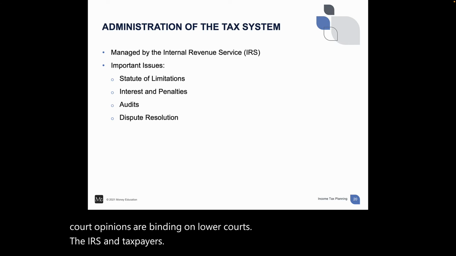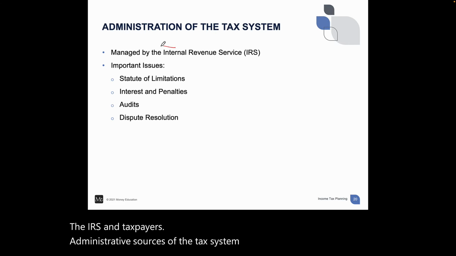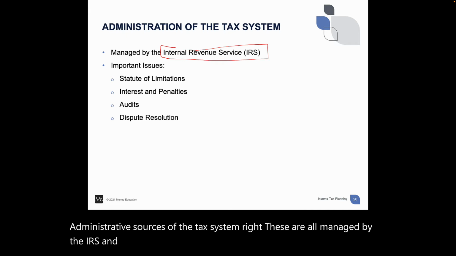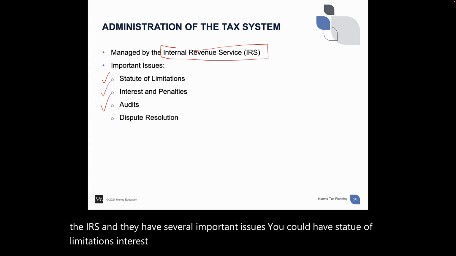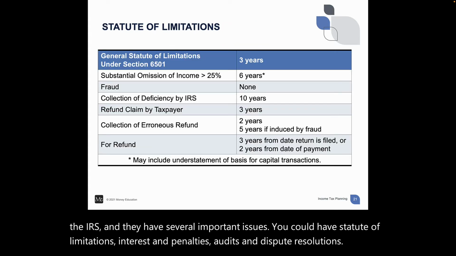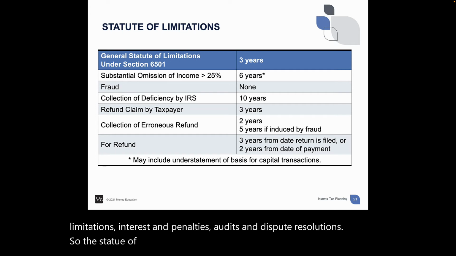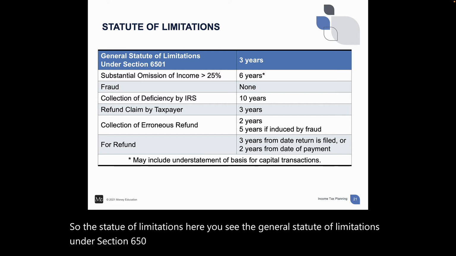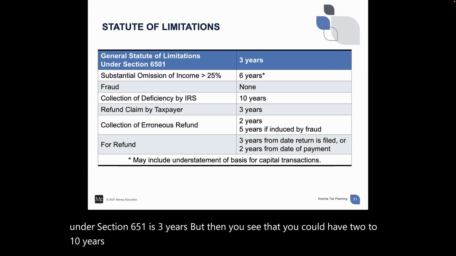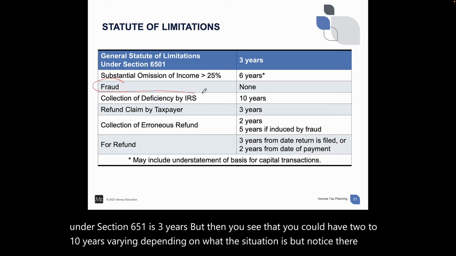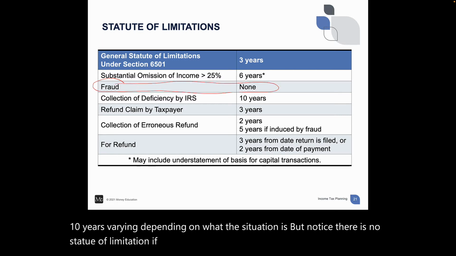Administrative sources of the tax system, right? These are all managed by the IRS, and they have several important issues. You could have statute of limitations, interest and penalties, audits, and dispute resolutions. So the statute of limitations, here you see the general statute of limitations under section 6501 is 3 years, but then you see that you could have 2 to 10 years varying depending on what the situation is. But notice there is no statute of limitation if you commit fraud on the IRS.